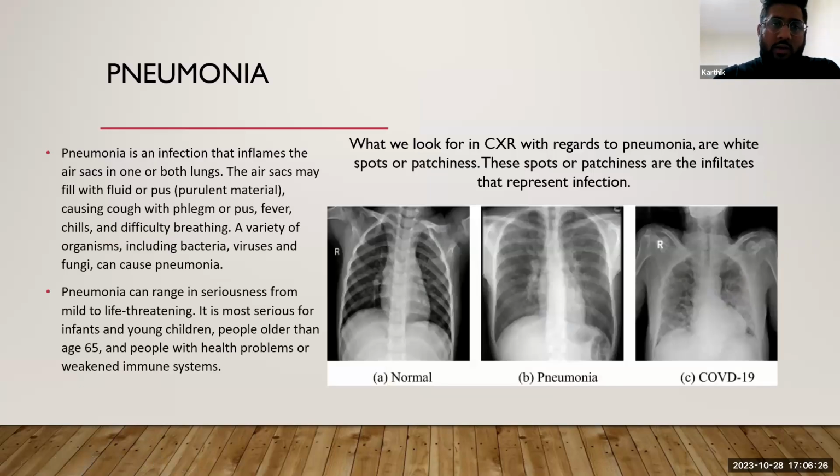Okay, so pneumonia. This is, I think, the most common presentation in A&E. What we're looking for in a chest X-ray with regards to pneumonia are white spots or patchiness. So you can see here in this normal X-ray, it's quite clear. You can see the lung markings. But here you'll see these white spots and infiltrations and patchiness. This is a COVID-19 chest X-ray.